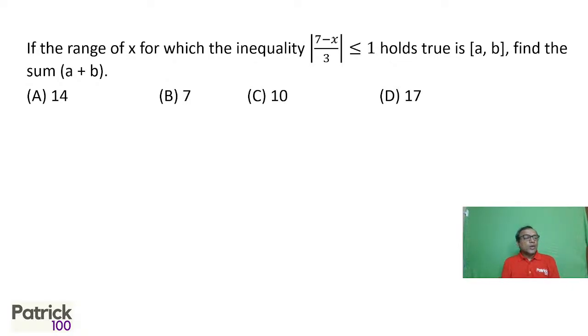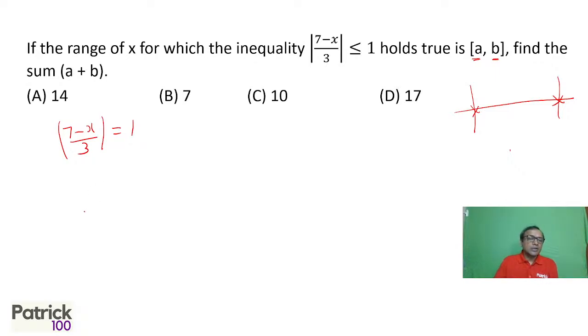Whenever you have an inequality sum like this, convert it to equality and then solve, because the extreme case will be equality. The inequality is satisfied within this range. At the extreme points, they will be equal, and within those, they will satisfy. So to calculate A or B, put an equal sign. I put |7 minus x| upon 3 equal to 1. Put the extreme case, put it equal to 1, and now solve.